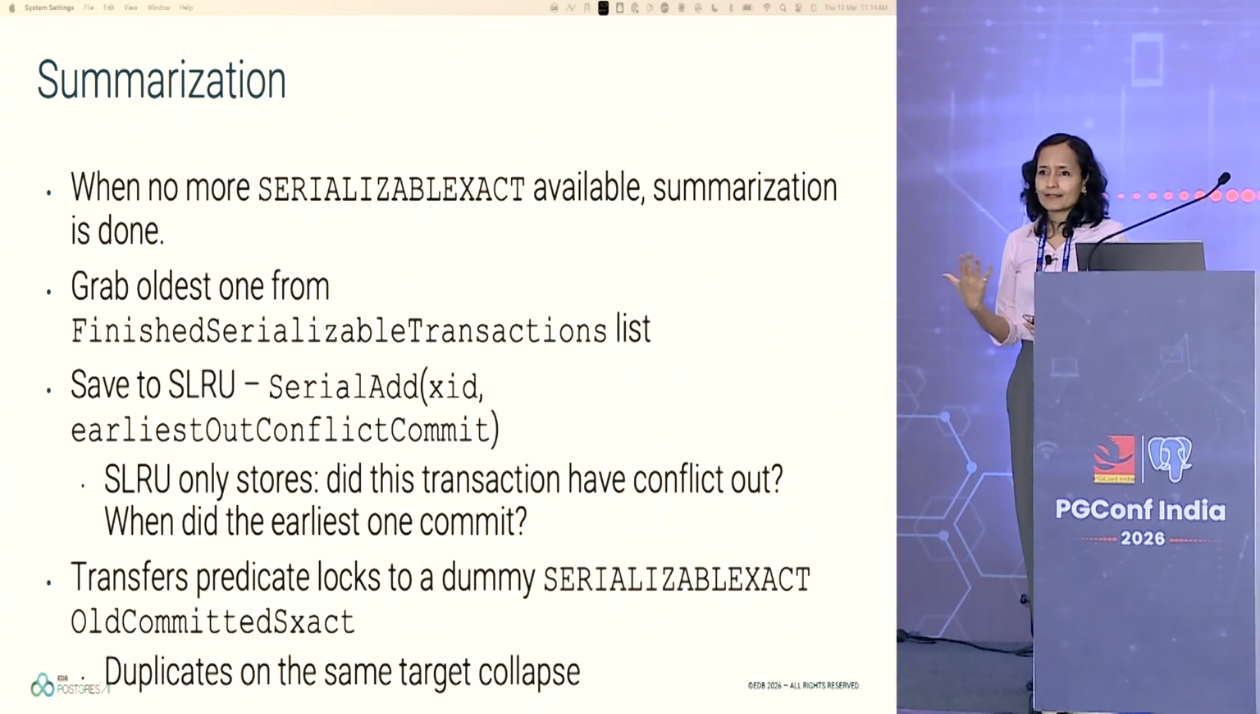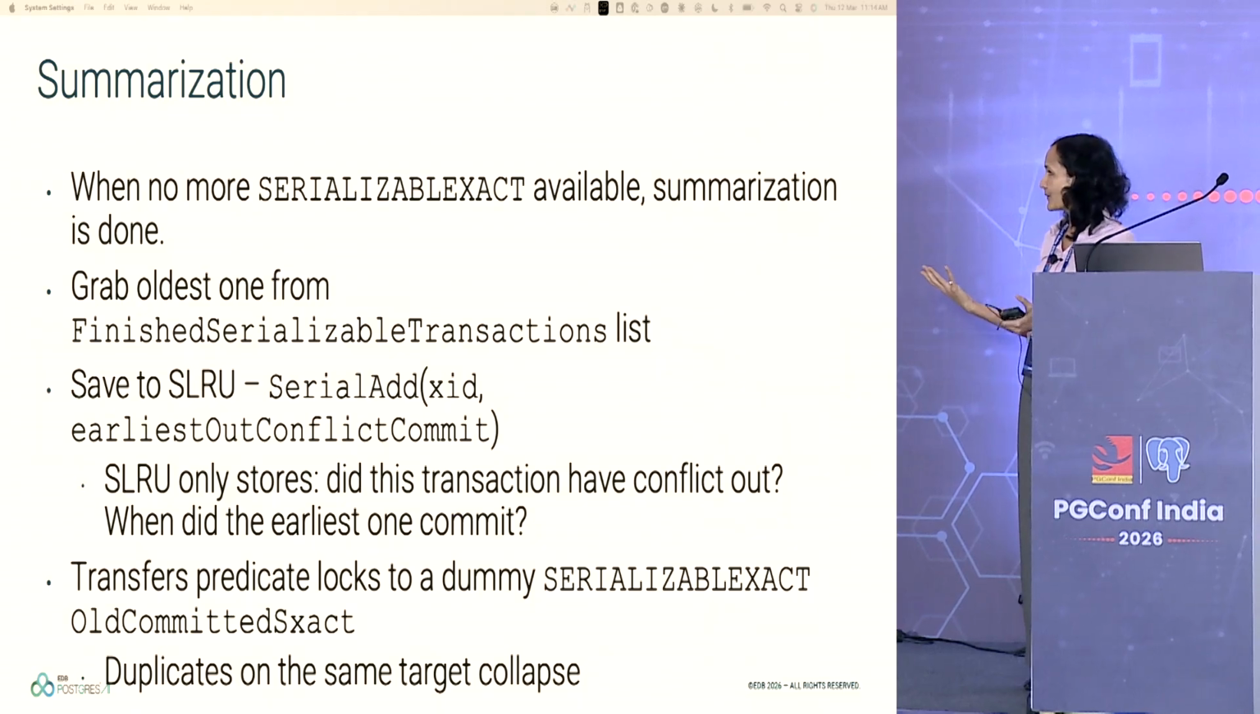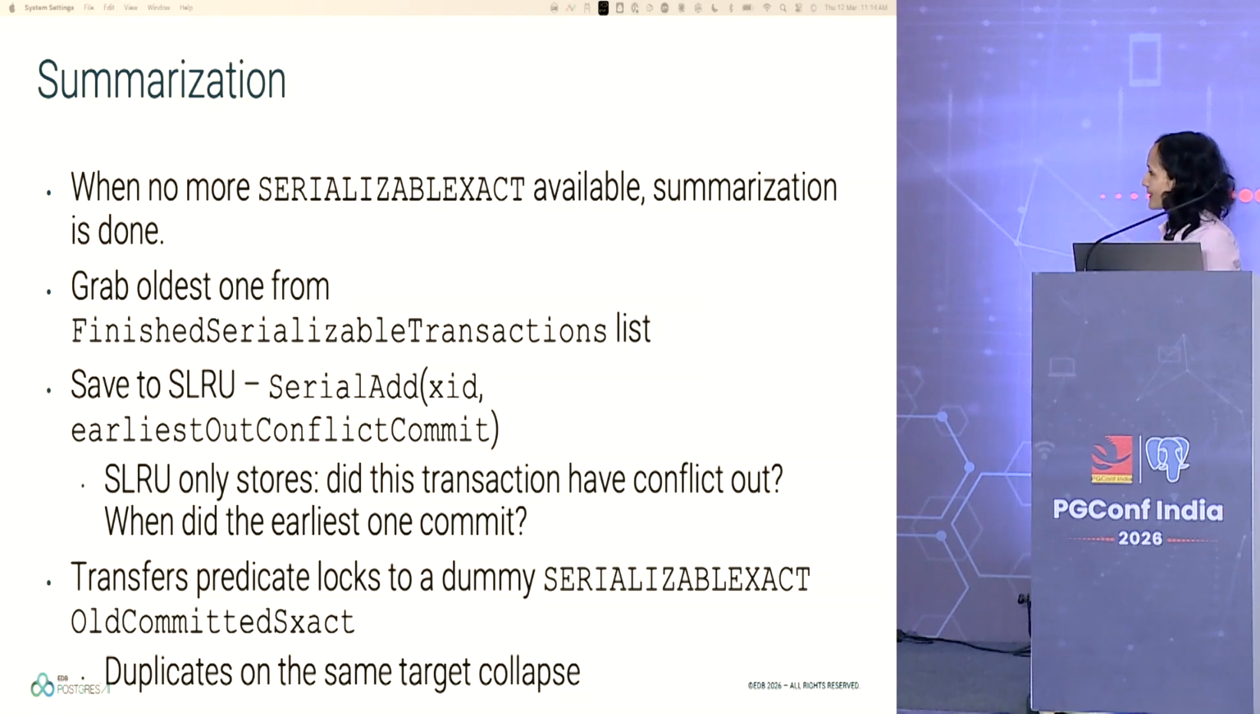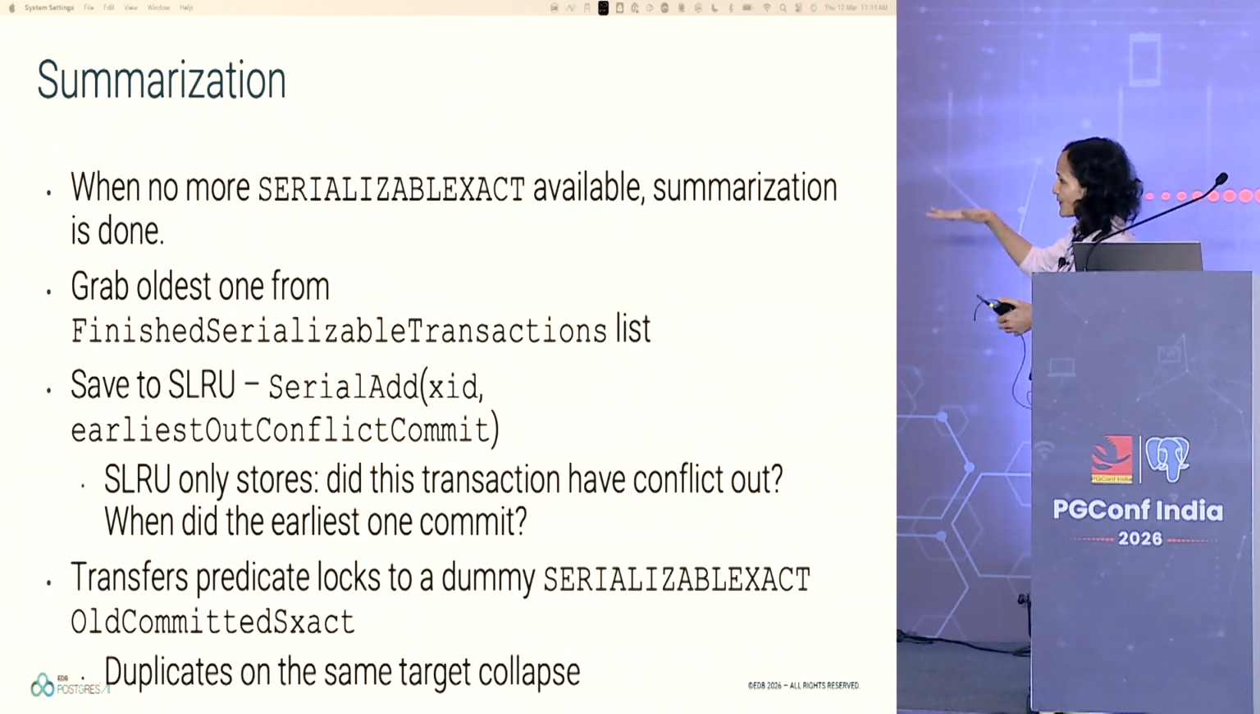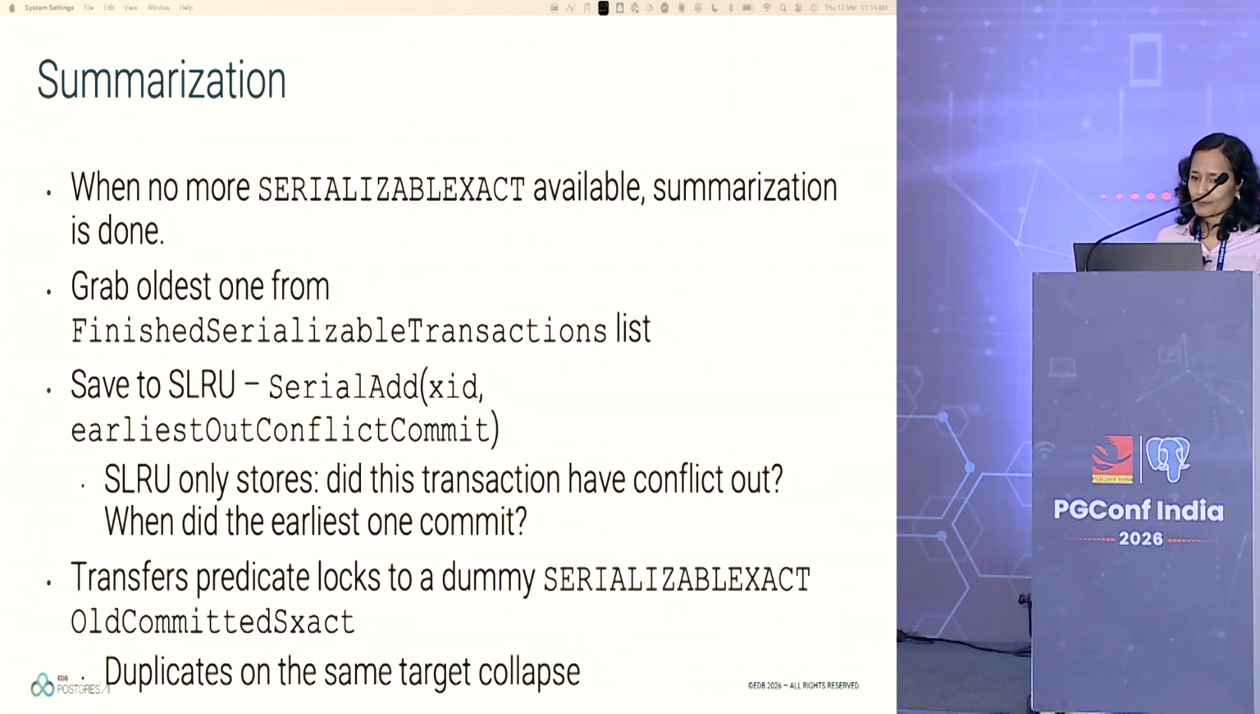SLRU is a data structure in Postgres which is indexed by something which is increasing in order, and you keep the least recent, you move the least recently used to disk. It transfers all the predicate locks which were held by this serializable xact. They are transferred to a dummy serializable xact, and duplicates on the same target collapse.